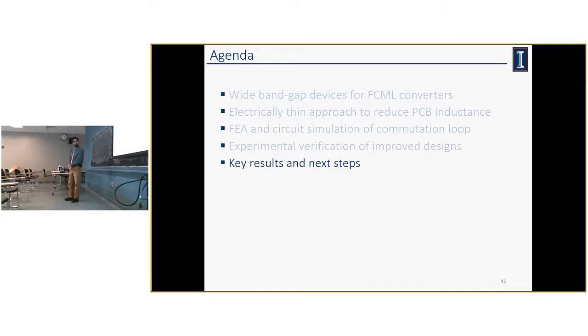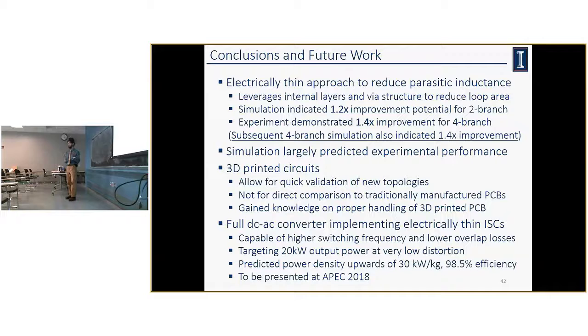So to sum up what we accomplished through the study, we demonstrated an electrically thin approach to switching cell design, and we've shown that we can leverage internal layers as well as blind and buried vias to reduce the parasitic inductance associated with the commutation loop in these designs. The simulation and the experiment fairly well matched up, and indeed, while I mentioned a 1.2x for a 2-branch simulation, 1.4x for the 4-branch, a subsequent run of a 4-branch simulation showed that the improvement actually exactly matched. So that's reassuring that we can use these simulations moving forward in future designs.